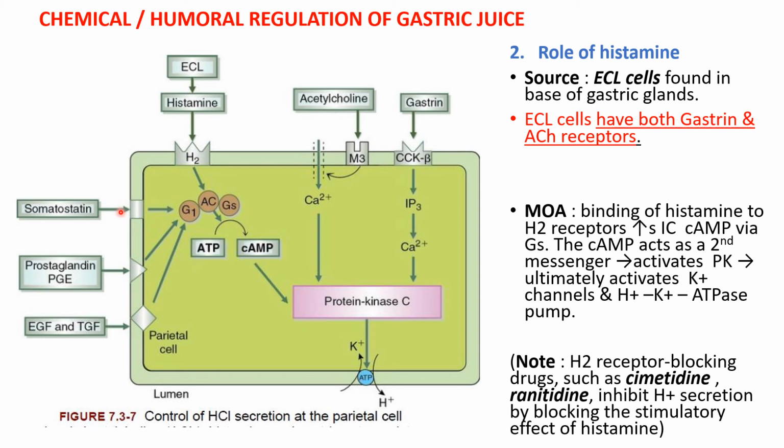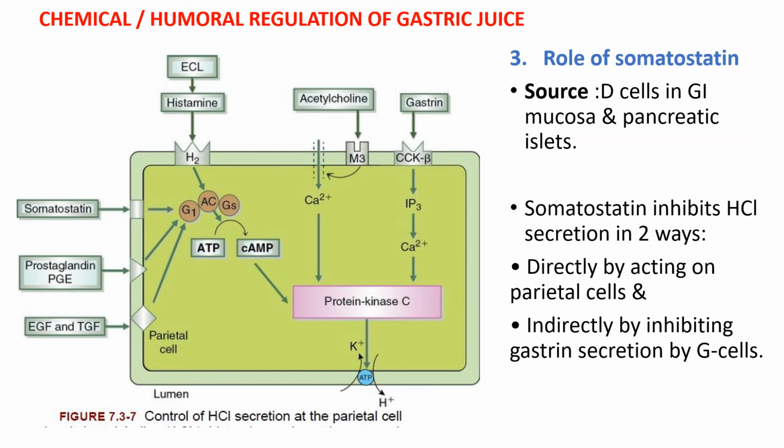One important note that you should take into consideration here is that the H2 receptor blocker drugs like cimetidine or ranitidine act on this H2 receptor site and block the stimulatory effects of histamine on the parietal cells, and thus there is no secretion of acid in the stomach.